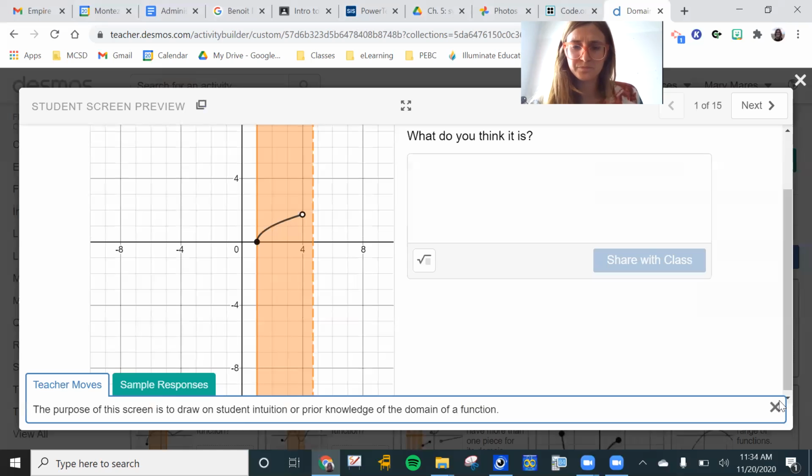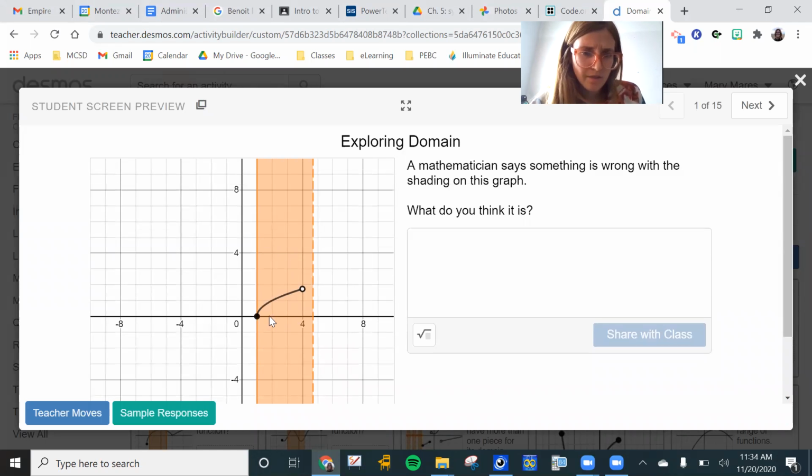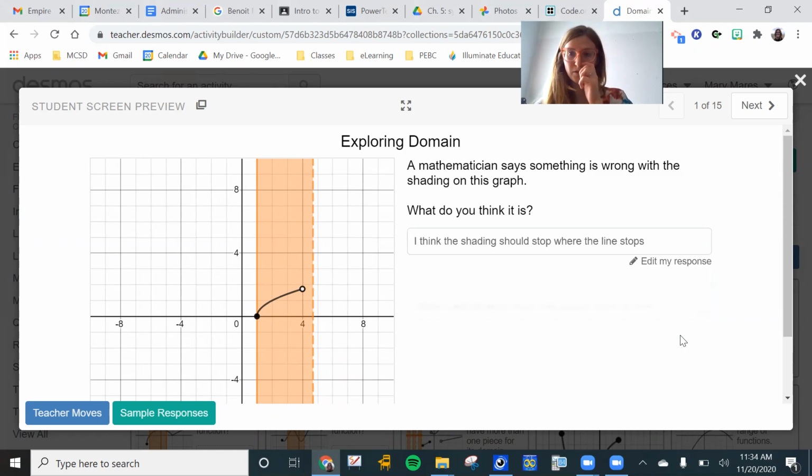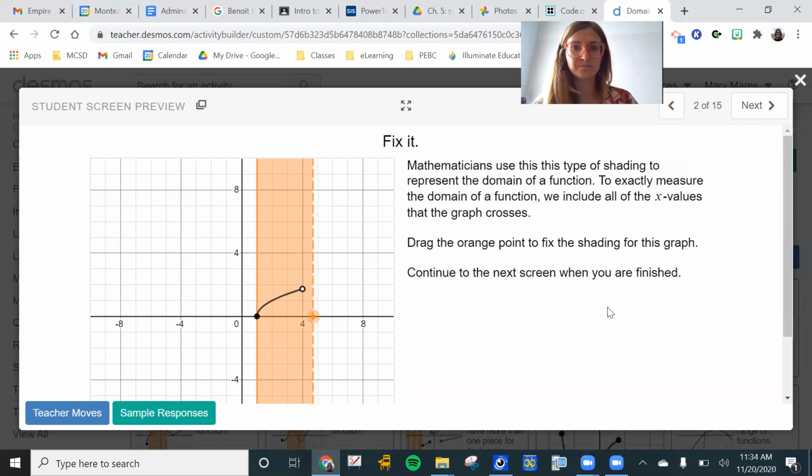So I think that either this line should continue all the way out to the end of the shading, or the shading should stop where the line stops. Let's say that. I think the shading should stop where the line stops. Fix it. So mathematicians, we use this type of shading to represent the domain of a function.